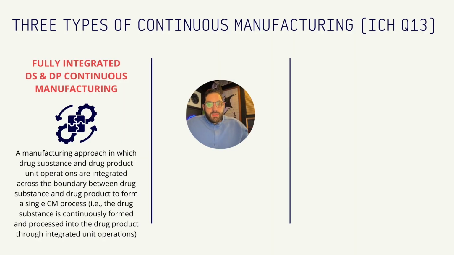Now, moving into the types of manufacturing, there's integrated, where you have drug substance and drug product all on one line end to end. This is a fully connected process where all the units are running continuously and there's no intermediate holding steps.